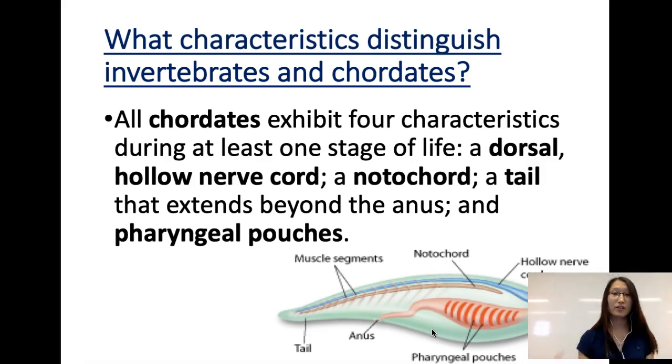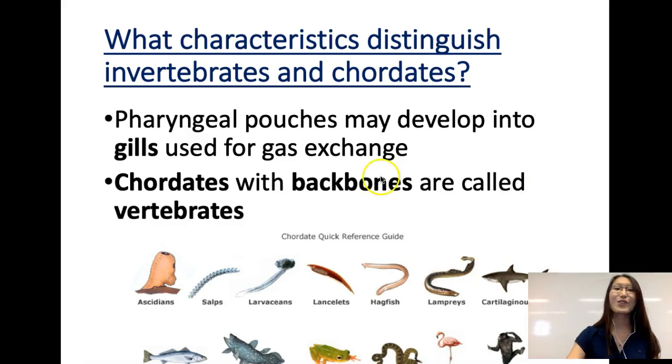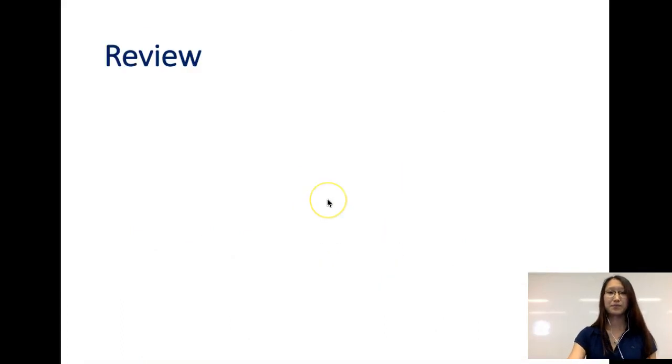They no longer turn into gills for us, but during our embryonic development, there are still structures like that that can be seen. Pharyngeal pouches, yeah, that's what we just said. So the gills are used for gas exchange, meaning oxygen coming in, carbon dioxide going out kind of situation. Chordates with backbones are called vertebrates.